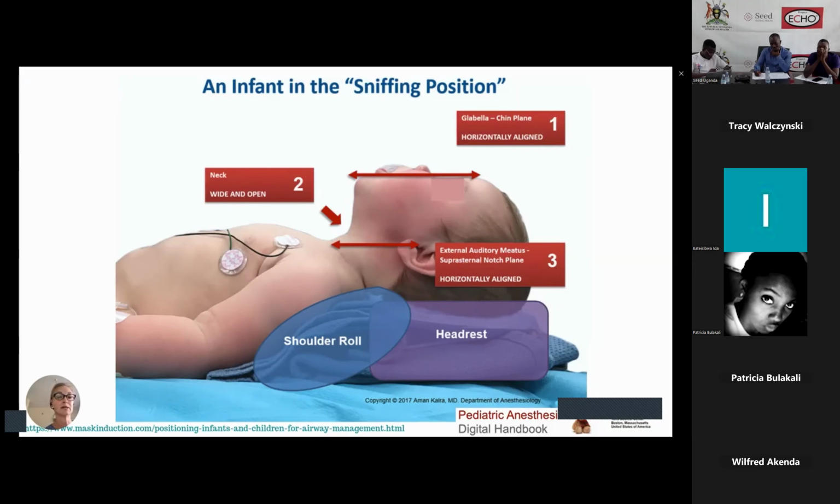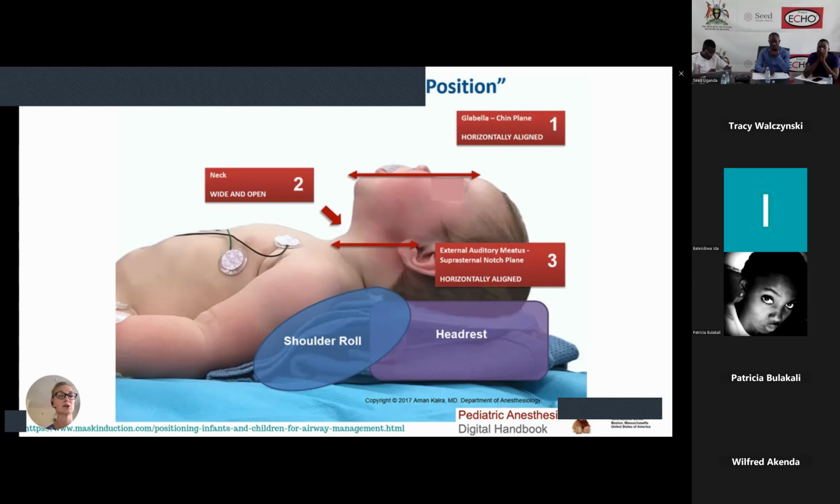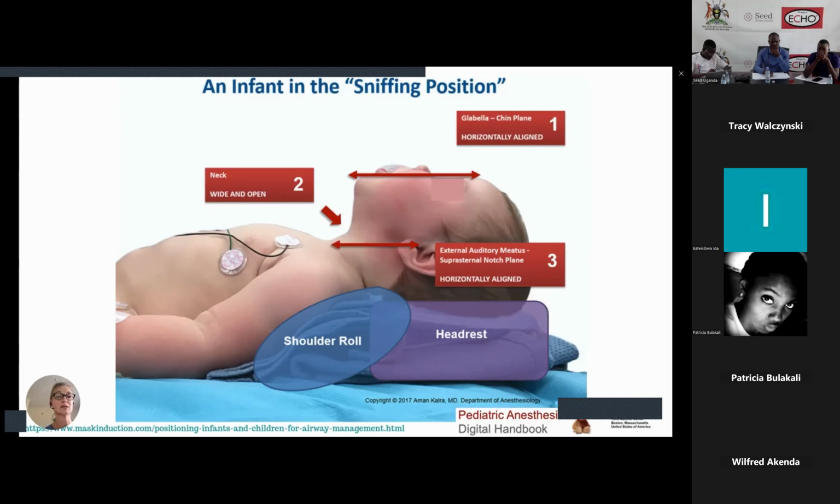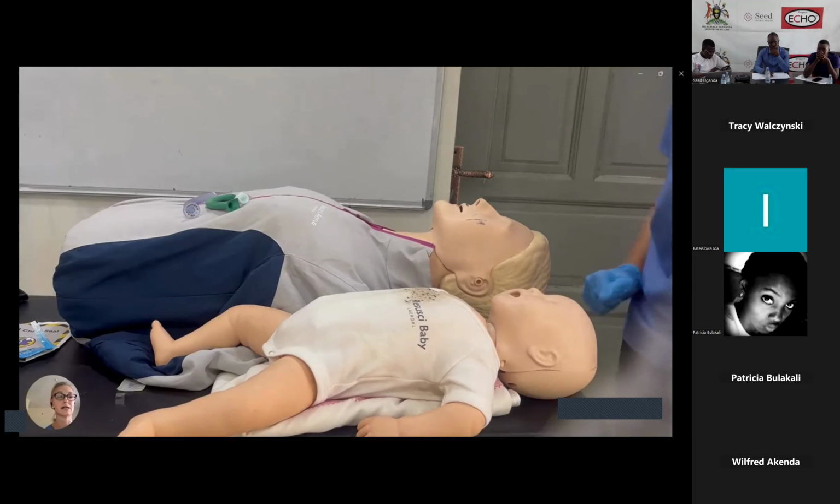The final component is to have the external auditory meatus horizontally aligned with the sternal notch. Again, this places the airway in the best position to allow it to remain open along its length. The next video we're going to talk about jaw thrust and chin lift. Again, the first video has no sound.